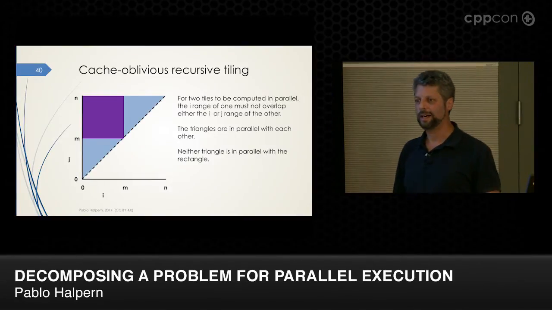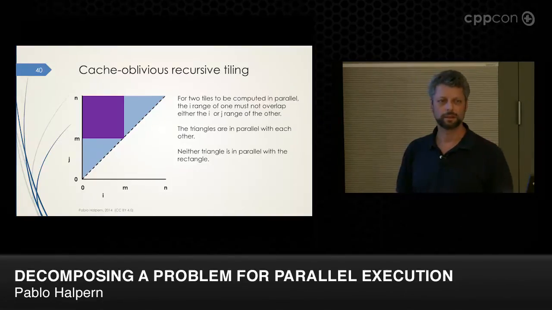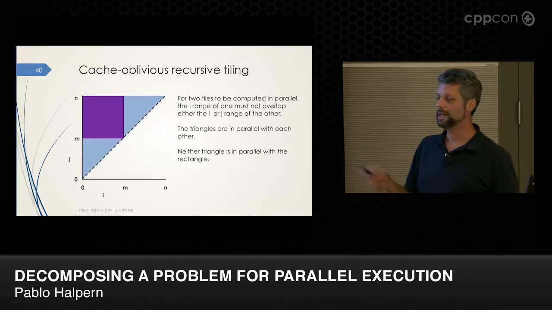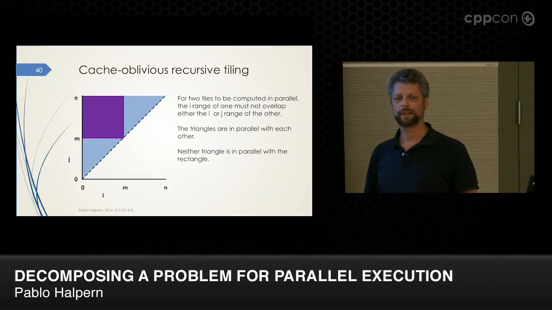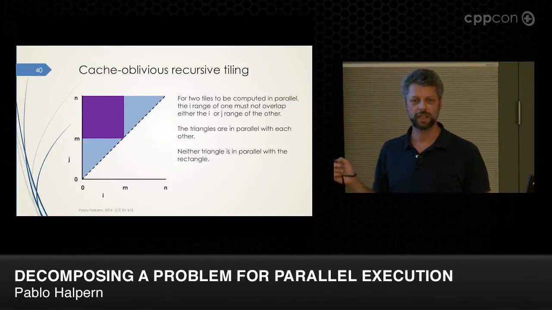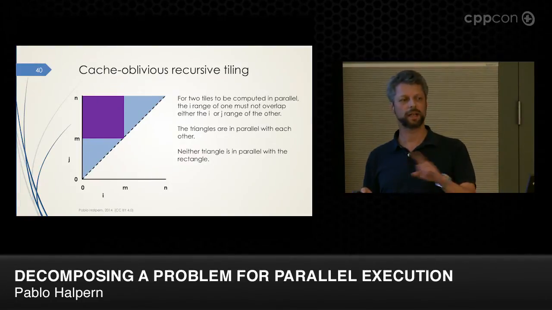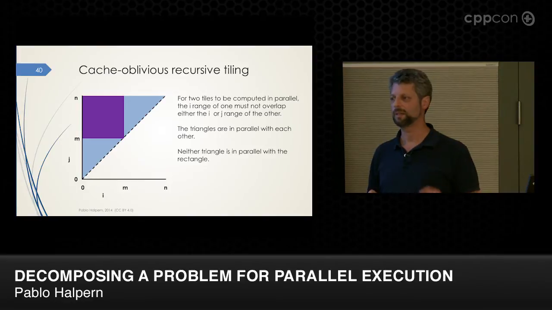In order for 2 tiles to be independent, to be in parallel with each other, this is the condition that has to hold. The I range of one has to not overlap the I or J range of the other. Okay, because we're updating both the I and the J elements. So it can't overlap either of the ranges.